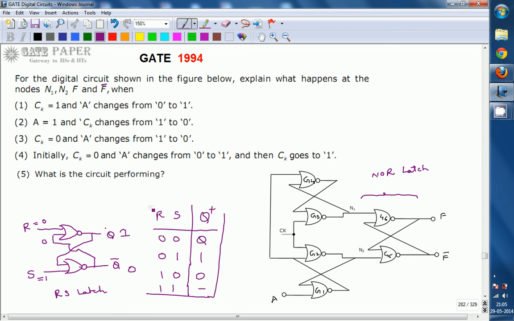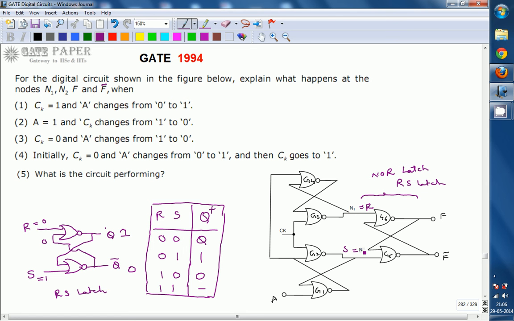Whenever two NOR gates are cross connected, they simply act as an RS latch. Remember that. But whenever you go with Q, the true value is connected with R and the complement is connected with S. That is the only thing you must remember. So this NOR latch acts as an RS latch, where N1 is R and N2 is S. You must remember this. So G5, G6 combined act as an RS latch.